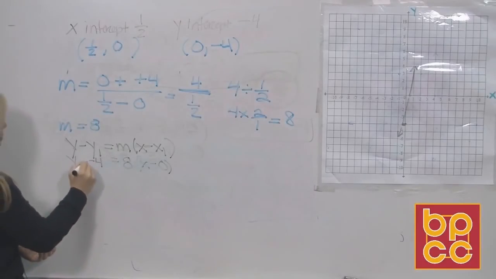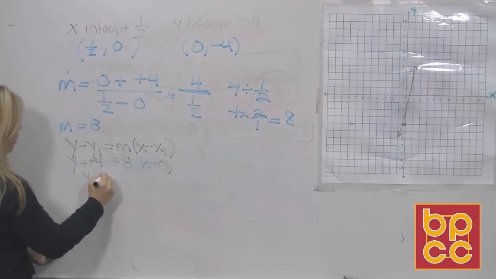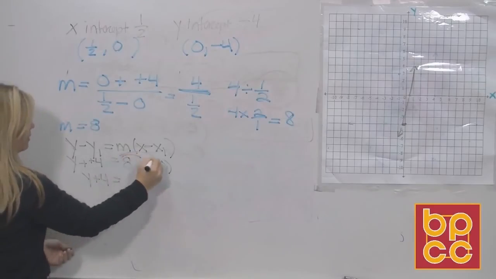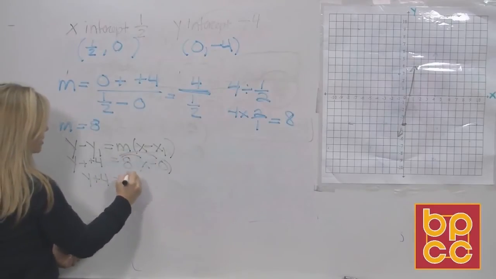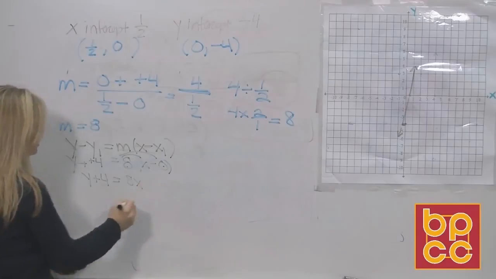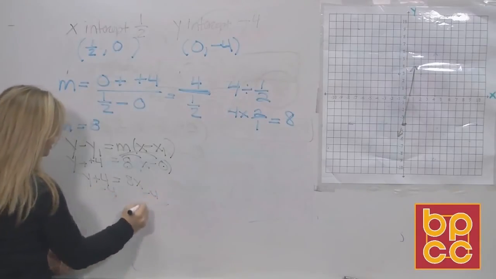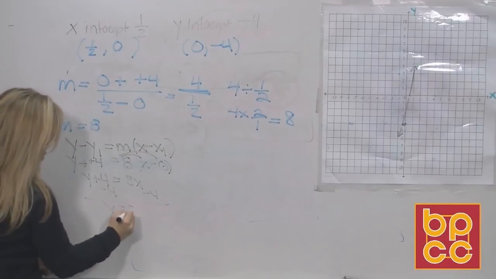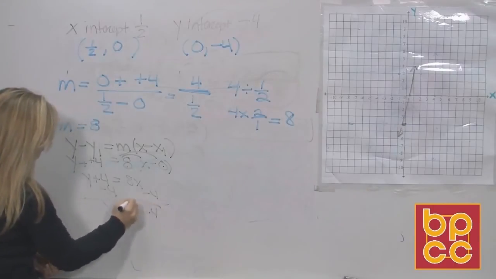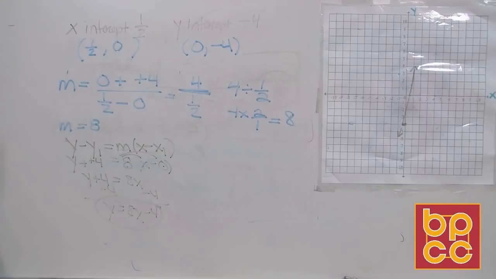2 negatives make a positive, y plus 4. I'm going to distribute. I'm going to get 8x. 8 times 0 is 0. I don't need to write that. And to get this to look like a diagonal line, I'm going to subtract 4. I'm going to get y equals 8x minus 4. That is the equation of a diagonal line. There's nothing wrong with that.